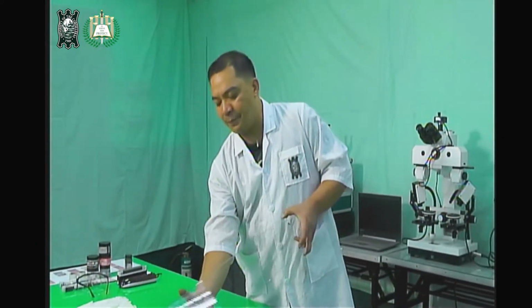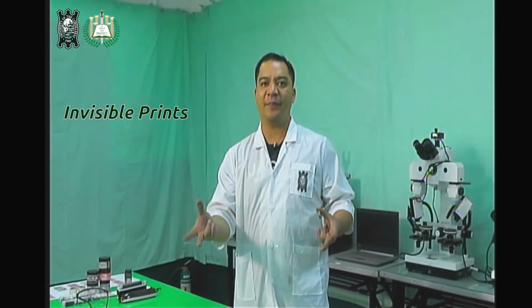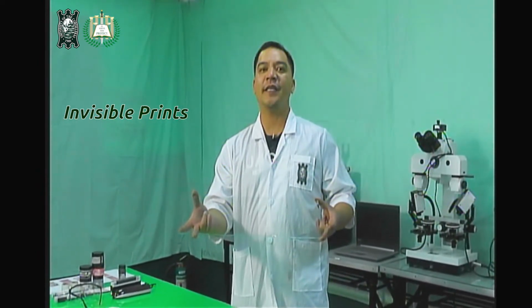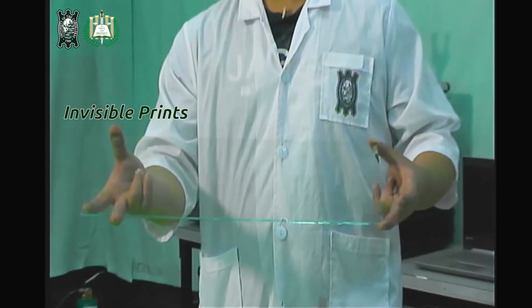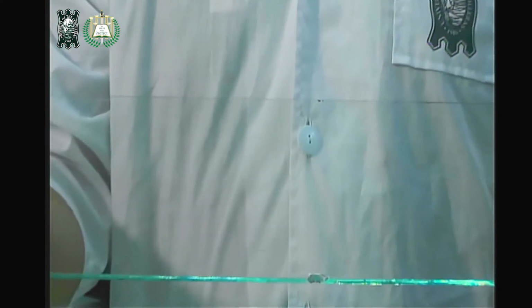Take, for example, this type of crime scene fingerprint known as latent prints or invisible prints. They are very hard to detect using our naked eye, and therefore we have to make use of the available lighting condition in order to visualize them. So we will visualize them using a technique known as oblique lighting.